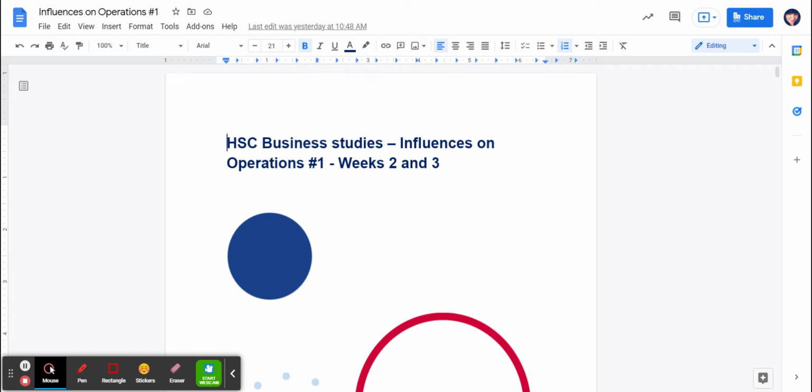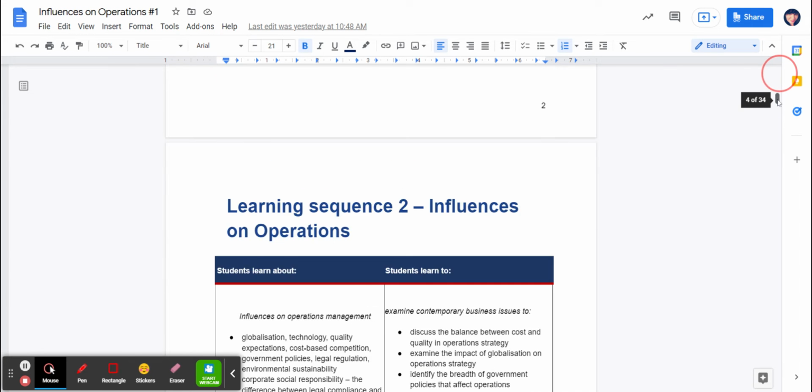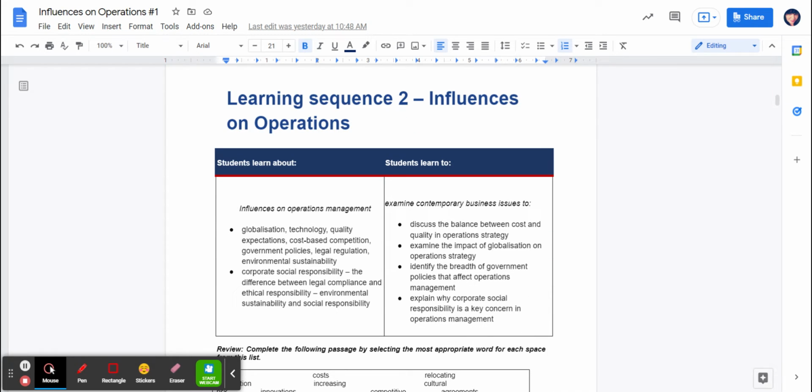This will take place over weeks 2 and 3 and continue into week 4 upon our return to face-to-face learning. Our first investigation on the influences of operations asks us to have a look at a variety of external influences on operations: globalization, technology, quality expectations, cost-based competition, government policies, legal regulation, and environmental sustainability. Today, your work will be focused on the topic of globalization.